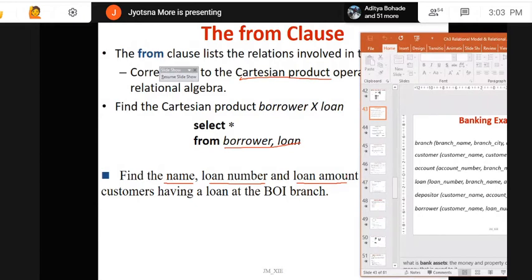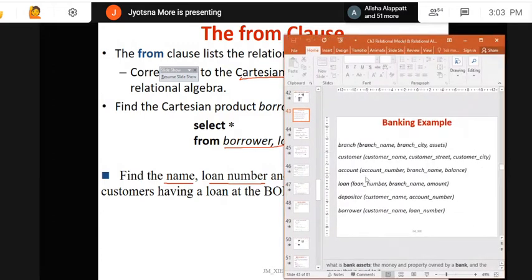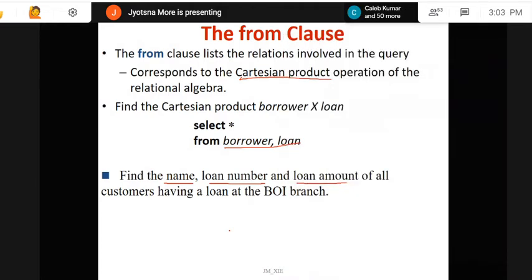Fine. I require loan number and loan amount. Loan number is present here and loan amount is present here. Then loan number is present here, and customer name is also present. So which two relations will I take? Loan and borrower, where I will get loan number, loan amount and customer name. And there is one common attribute, that is loan number. Right? So my query will be like this.